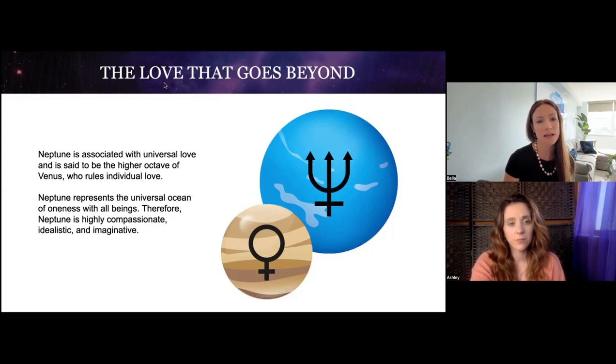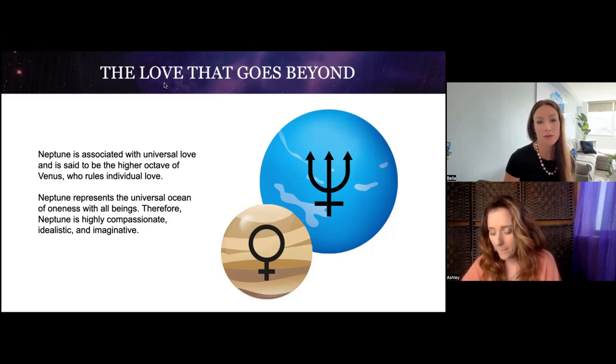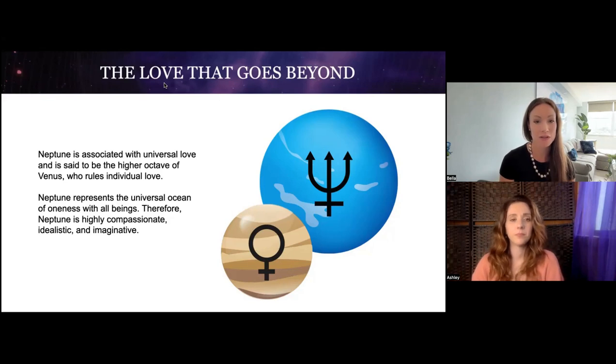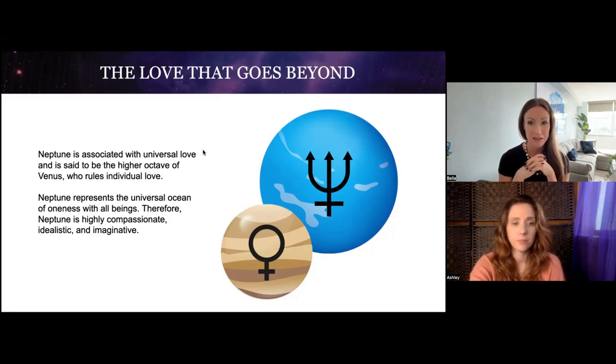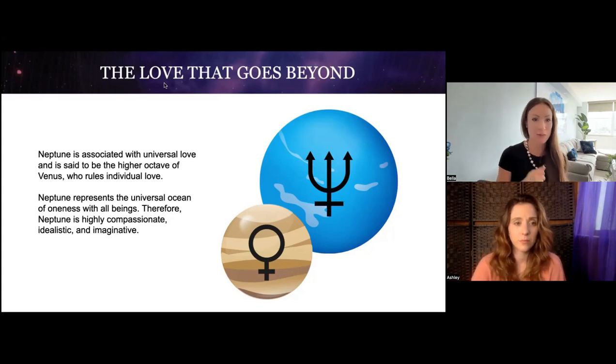Therefore, Neptune is highly compassionate, idealistic, and imaginative. So if you have, for example, a Venus-Neptune conjunction in your chart, well, then they will work together and your life is probably going to be a lot about love. If you have an opposition or maybe even a square, a 90-degree angle, there might be a kind of pull in your life where are you going with a personal love or going with a universal love?